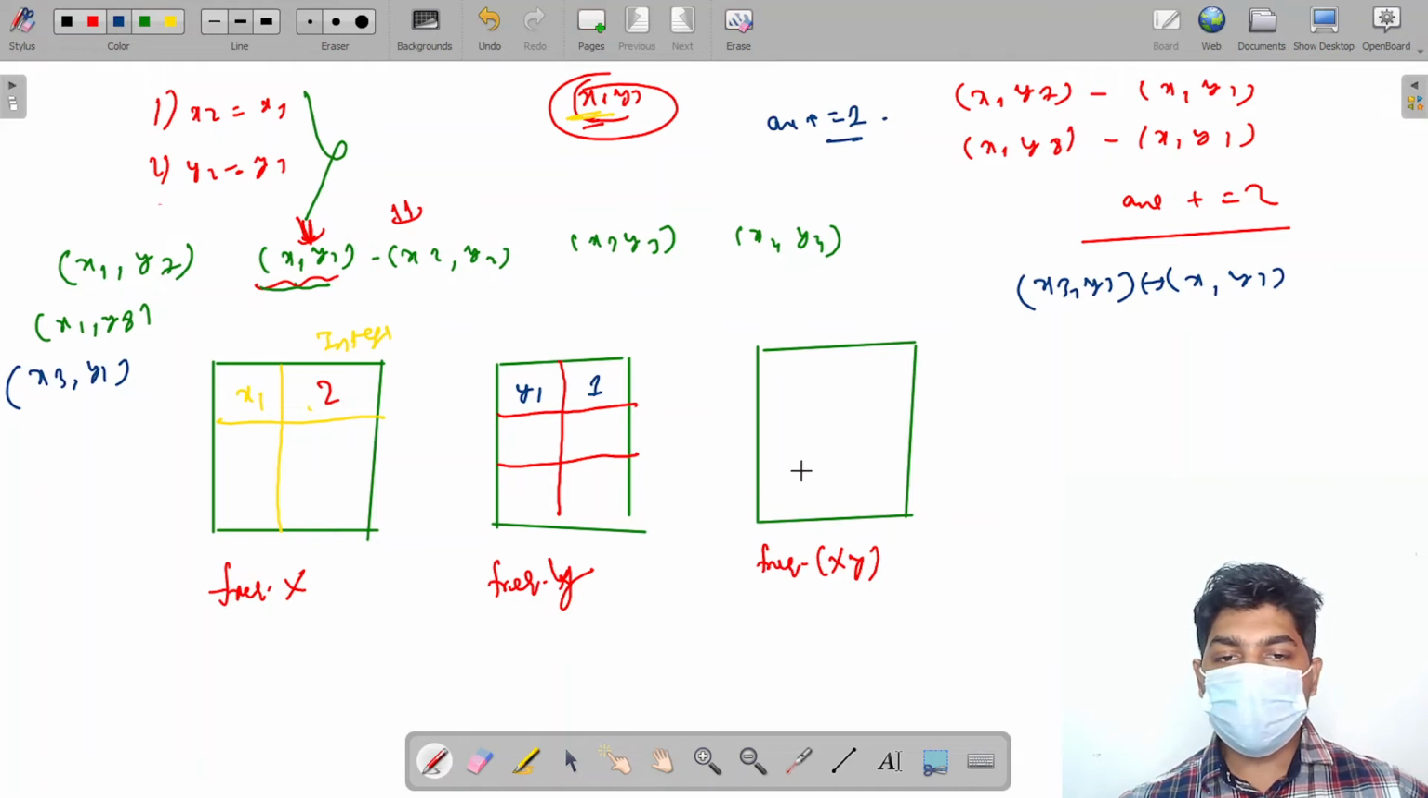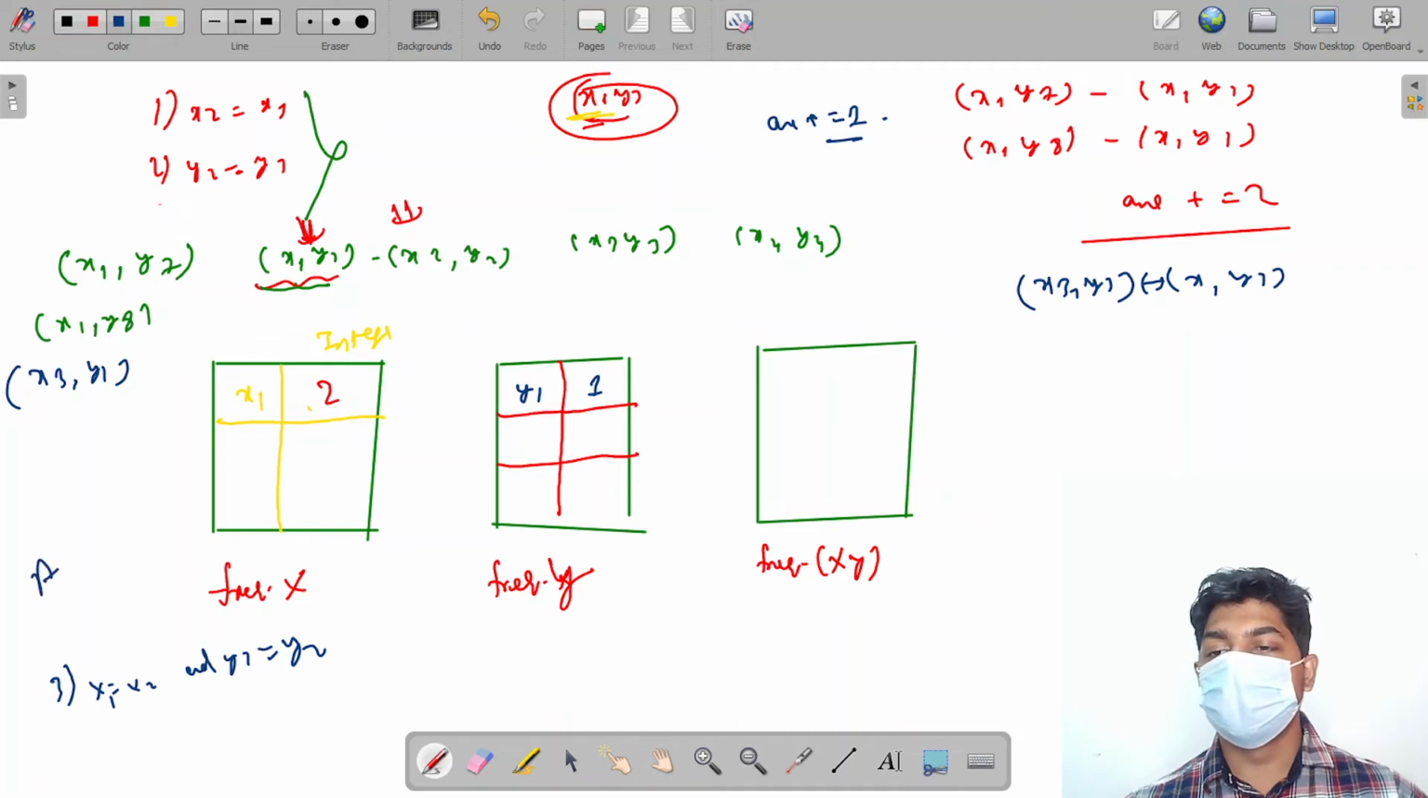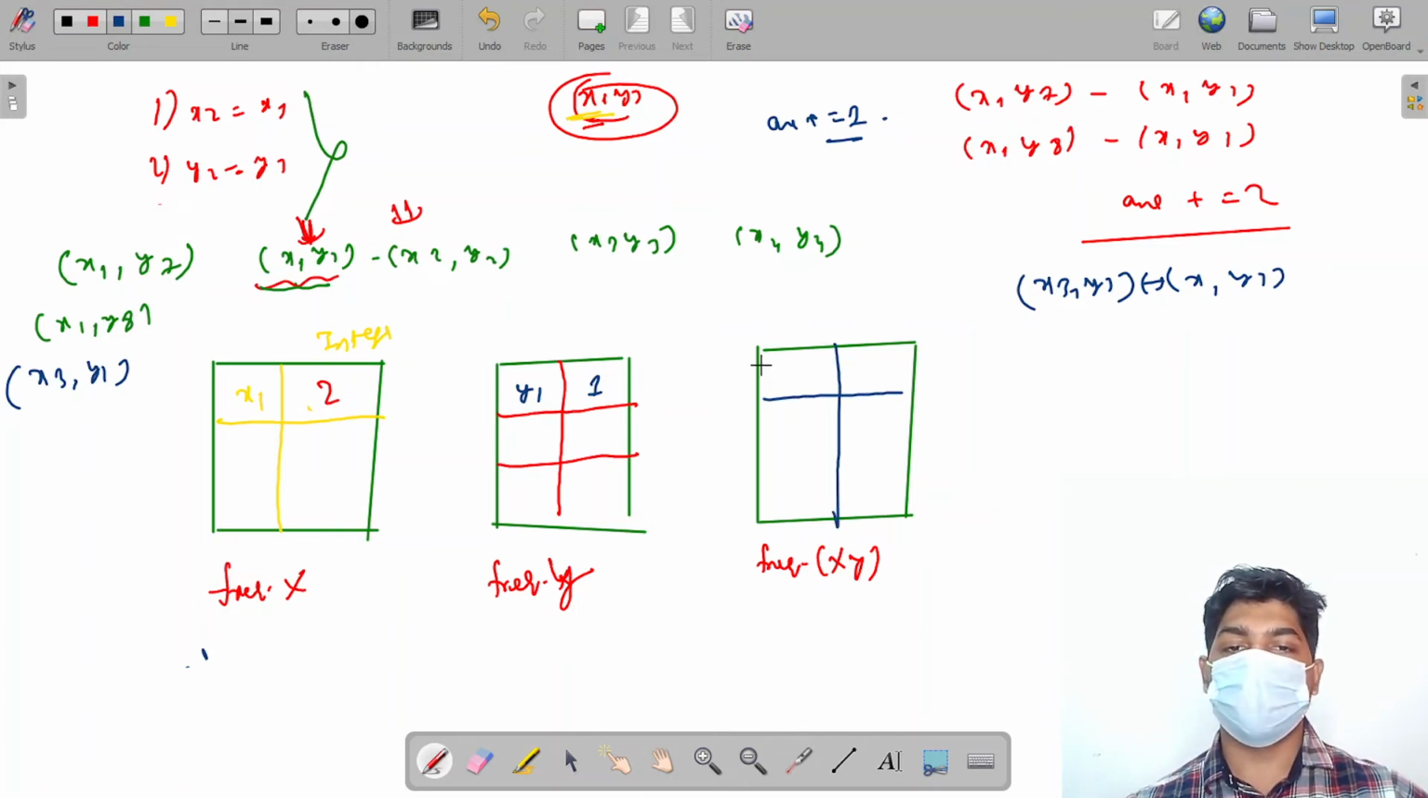Now the final one is the frequency map of xy. Why do I need this? I told you that there was one more condition: if x1 equals x2 and y1 equals y2, we have to avoid this condition, because we don't want such pairs, a comma a. So we have to maintain a map for this also. Let's suppose we are checking x1 comma y1. How many points were there earlier that are the same? If the same points are present, this will store that count, let's suppose 1 is stored over here.